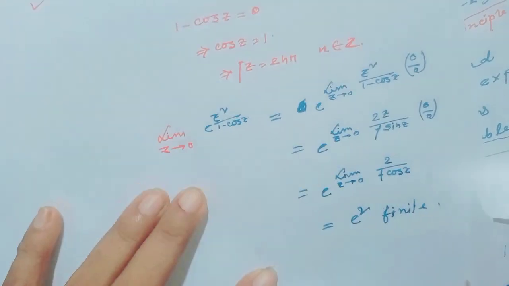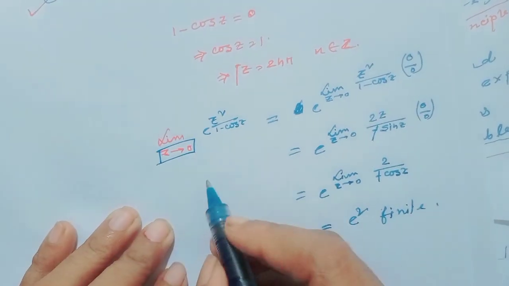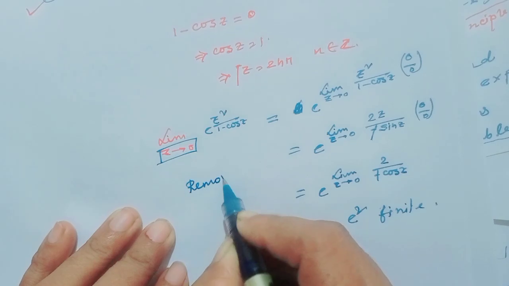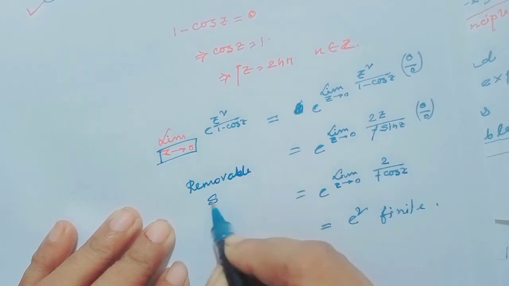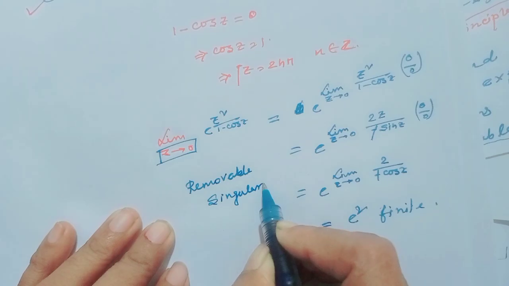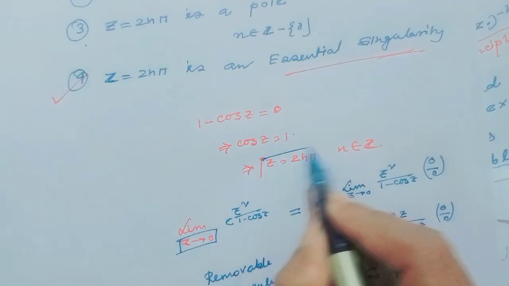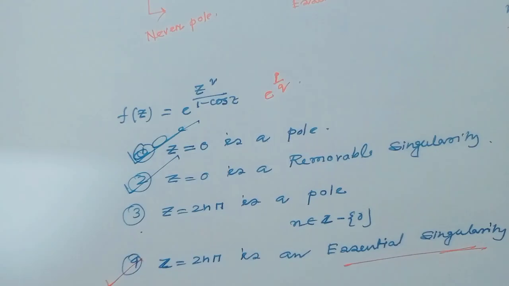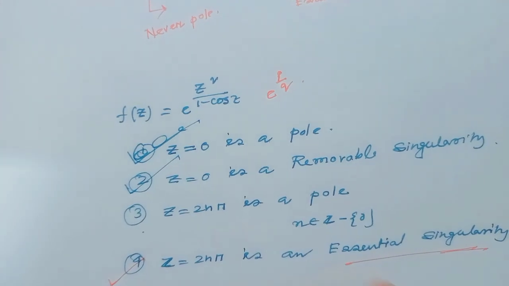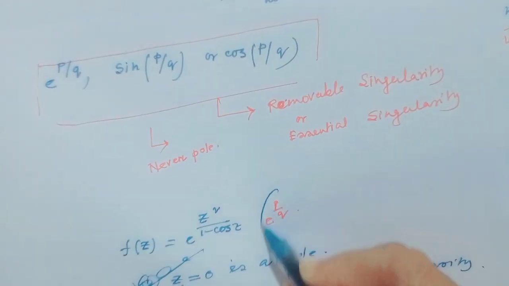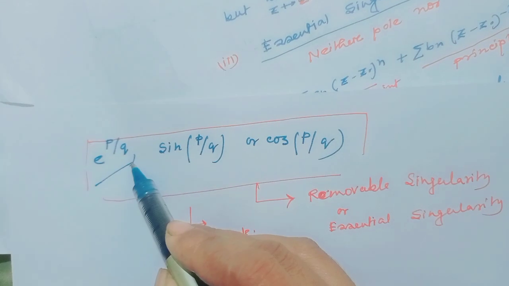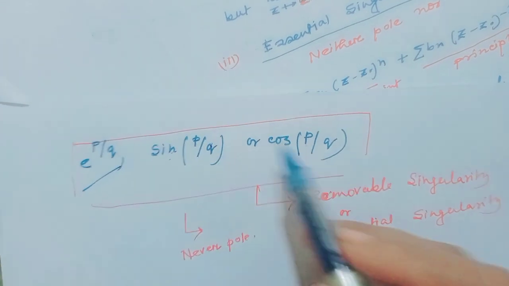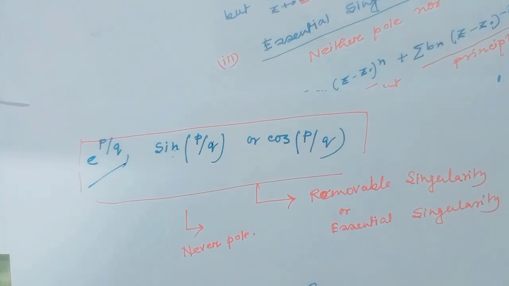So z equal to 0 is a removable singularity, and at the point z equal to 2n pi is an essential singularity, because this looks like e to the power p over q. For such types of function, e to the power p over q, sin p over q or cos p over q, there exists either a removable singularity or an essential singularity.